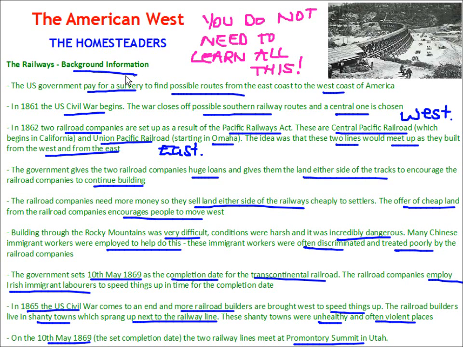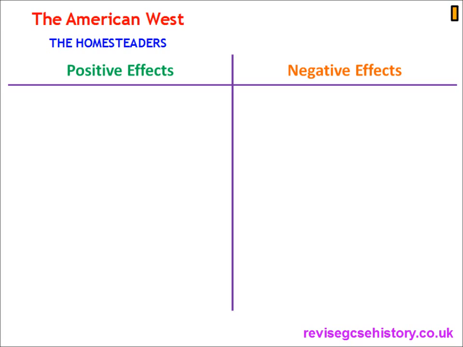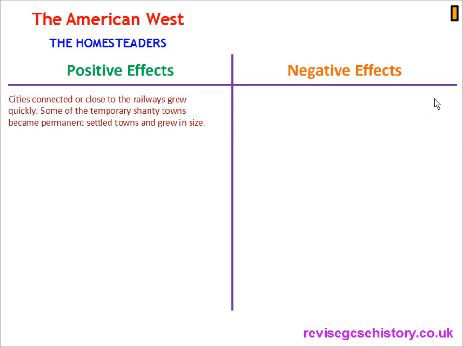So this slide is just background information. You do not need to learn this. You need to be aware of how the Transcontinental Railroad came about, but the stuff you really need to learn for the exam is the impact of it, not how it was built. So we're going to look at the impact of the Transcontinental Railroad in terms of positive effects and negative effects. Okay, let's look at positive first then. What were the positives of it? Well, let's have a look.